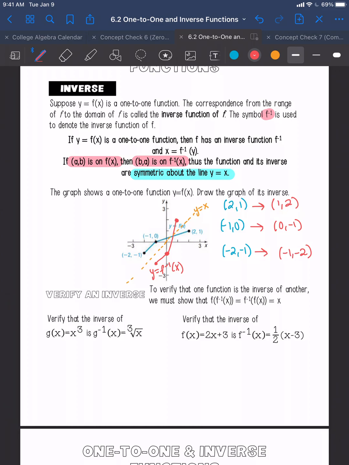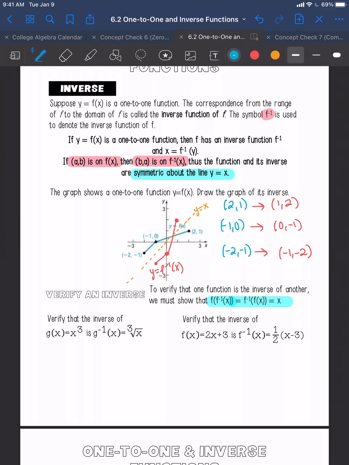So next, to verify if functions are inverses of each other, we need to show that f of f inverse of x, so that composite, is equal to f inverse of f of x, which is equal to x. So we're going to find the composite of those two, and if they are both equal to x, then they are inverses of each other.